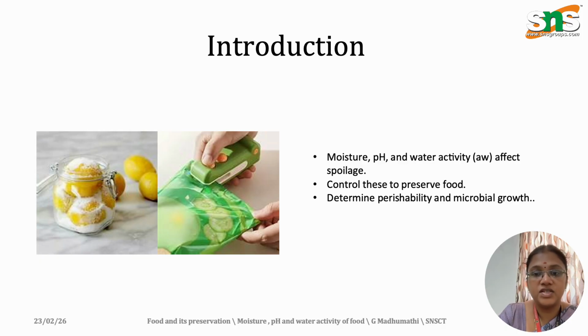So moisture, pH and water activity, these three will affect the food, causing it to get spoiled to a greater extent. By controlling these three, or keeping them within controlled limits, we can control the spoilage and preserve the food for a longer shelf life. We can also determine the perishability and the microbial growth with the help of the percentage of moisture content, pH value and water activity of the particular food material.